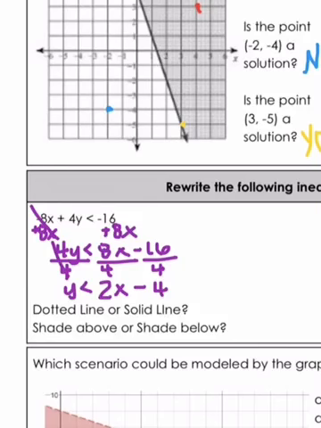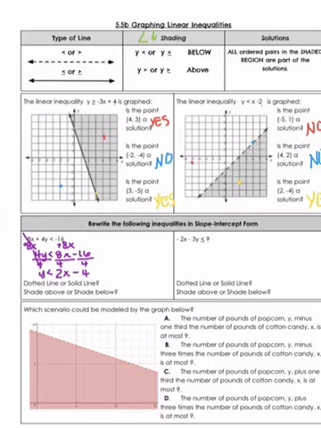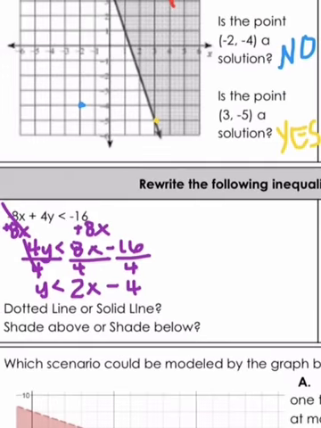The questions that we have are dotted or solid line. Remember, if it doesn't have the "or equal to" underneath, it is not a solid line. So looking at this one, for dotted or solid, it is going to be a dotted line because of that symbol. Are we going to shade above or below? Well, if we make the L, that means below.